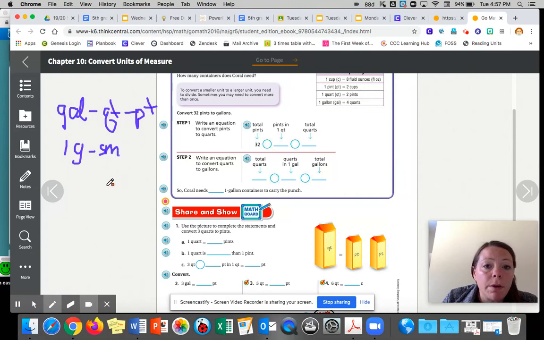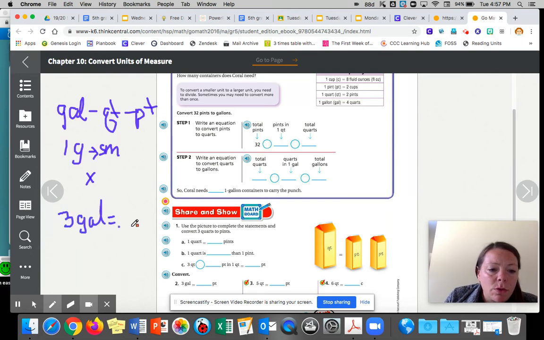So gallons to quarts, we're going from larger to smaller. If we're going from larger to smaller, we need to do what? We need to multiply, right? Larger to smaller, multiply, okay? Stop and think about that. So I have 3 gallons is equal to how many quarts?